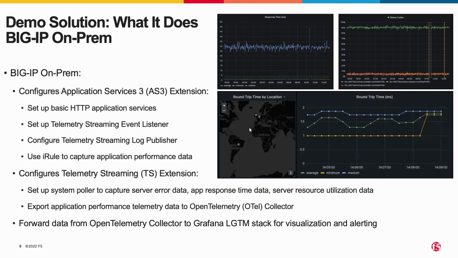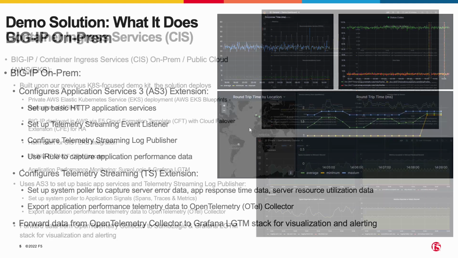It also deploys F5's telemetry streaming extension to do the following. Sets up a system poller to gather server error response status code data, export application performance data to a telemetry consumer, in this case an OpenTelemetry collector. Finally, this demo forwards data from the OpenTelemetry collector to a Grafana LGTM stack for data visualization and alerting.